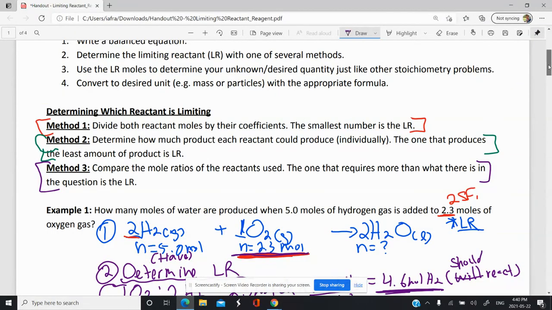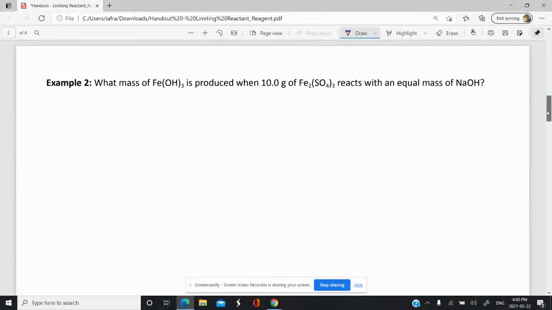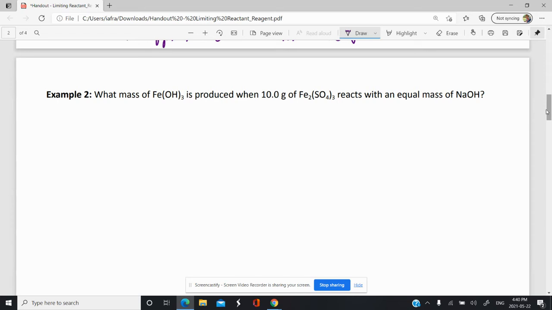In this video, we're going to do another limiting reactant problem. Let's do example 2 from your handout. We have what mass of iron 3 hydroxide is produced when 10 grams of iron 3 sulfate react with an equal mass of sodium hydroxide.